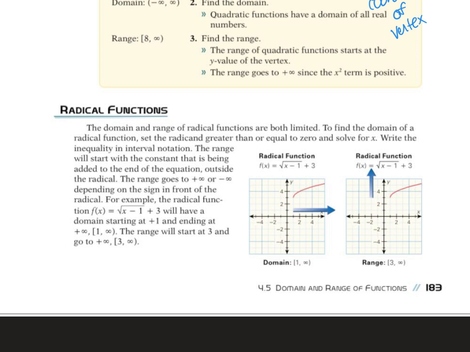So these aren't always going to be one thing? What do you mean by one thing? A lot of these won't be negative infinity to infinity.